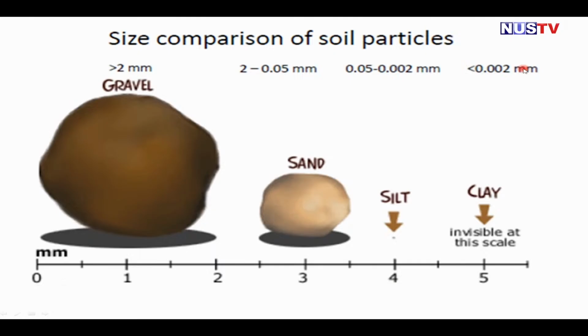The clay is smaller than 0.002 millimeter. The silt size is 0.05 to 0.002 millimeter. That is the size of the silt particle. And the sand, the largest particle of the three soil particles, stands at 2 to 0.05 millimeter.